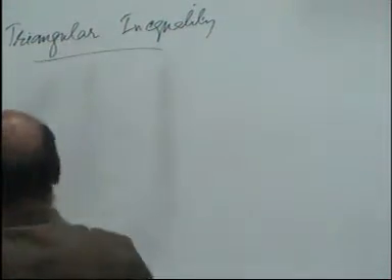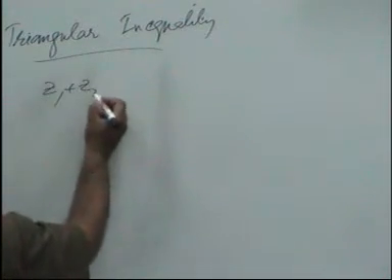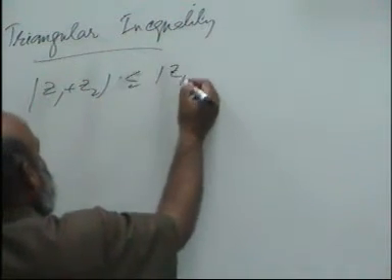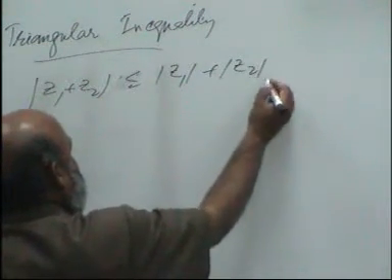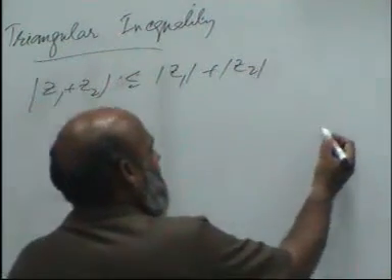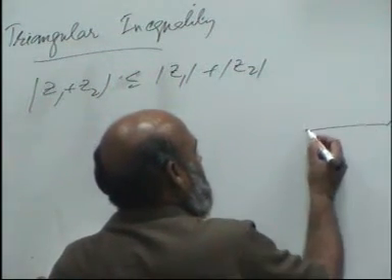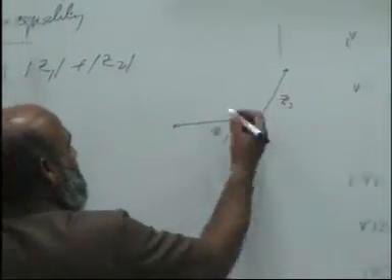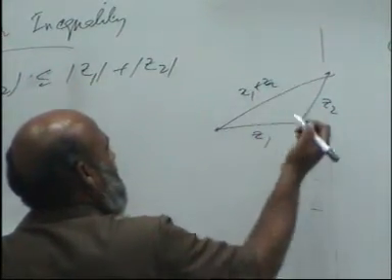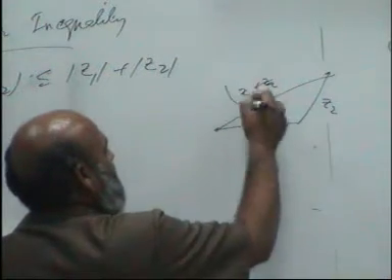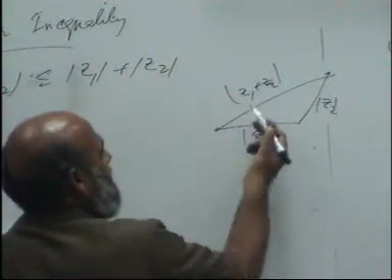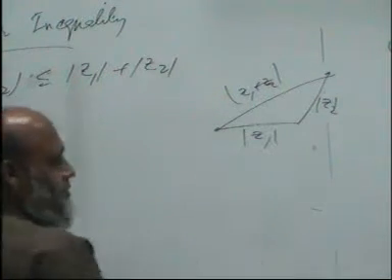The triangular inequality states that the absolute value of z1 plus z2 is less than or equal to the sum of the two absolute values. Triangular means that if this is z1 and this is z2, then this is z1 plus z2. The absolute value of this is less than the sum of these two.